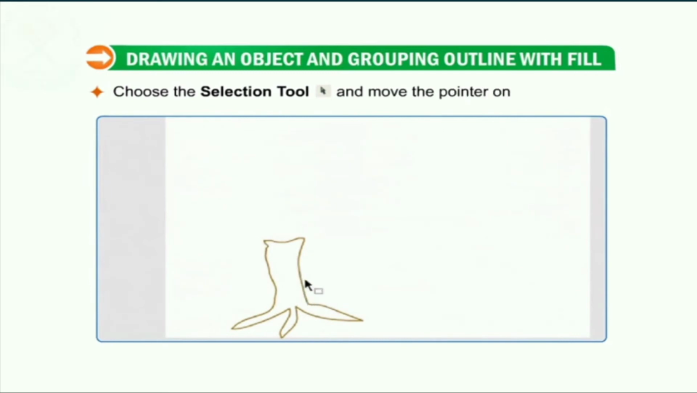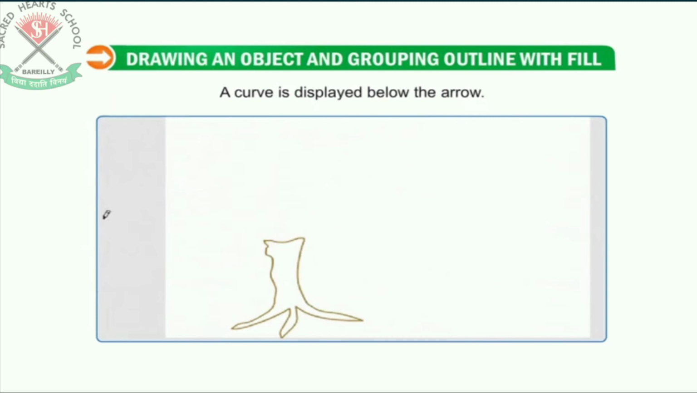Now choose the Selection tool and move the mouse pointer on the tree trunk. A curve is displayed below the arrow.